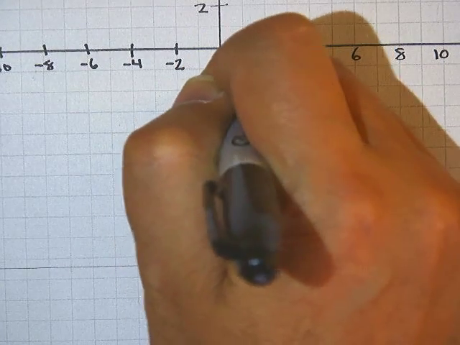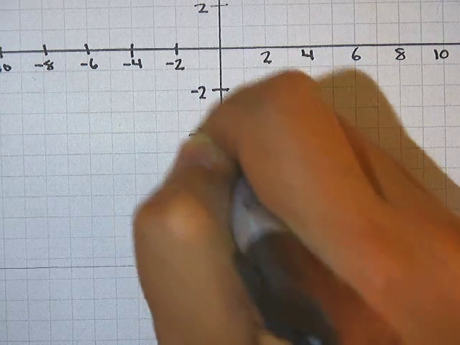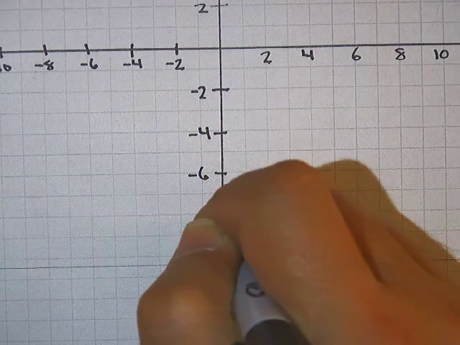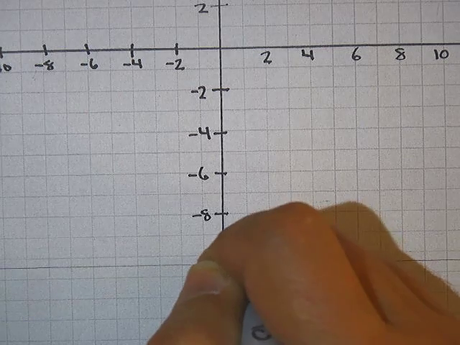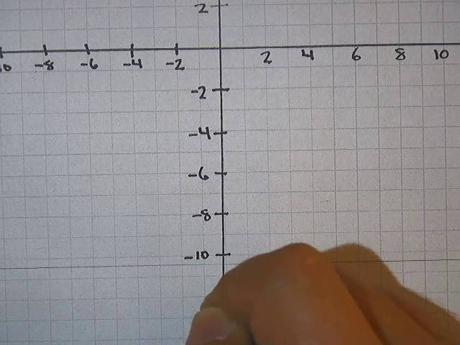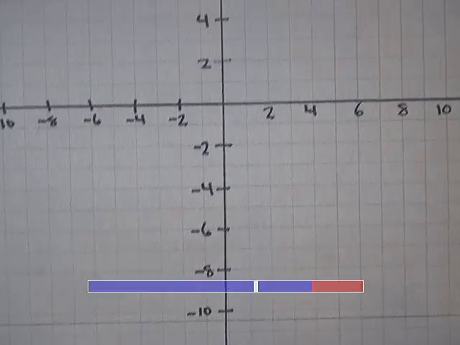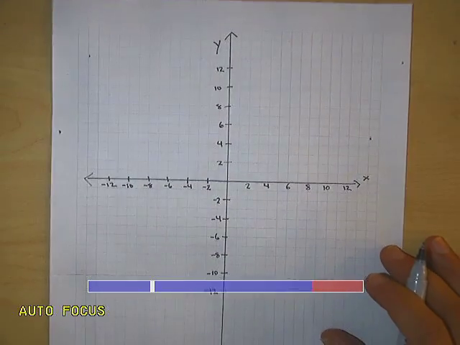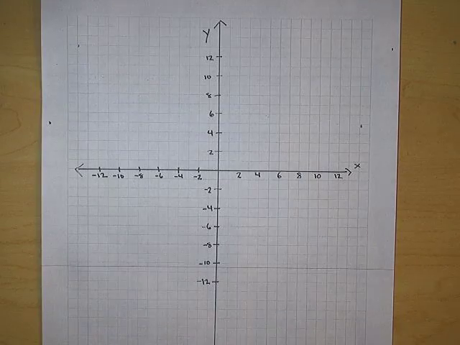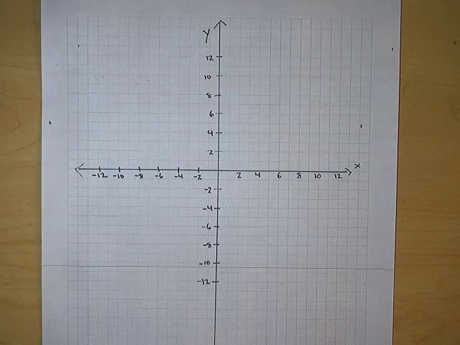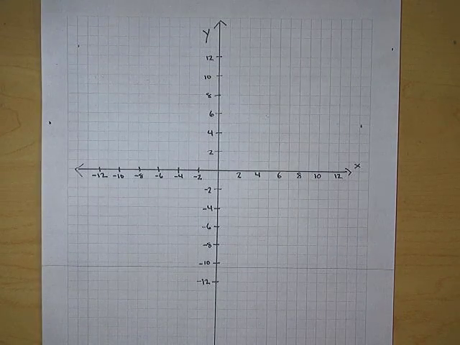You know, and I just went to negative 12. And do the same thing then going down. And just to negative 12, okay? All right, so your entire paper then looks like this.